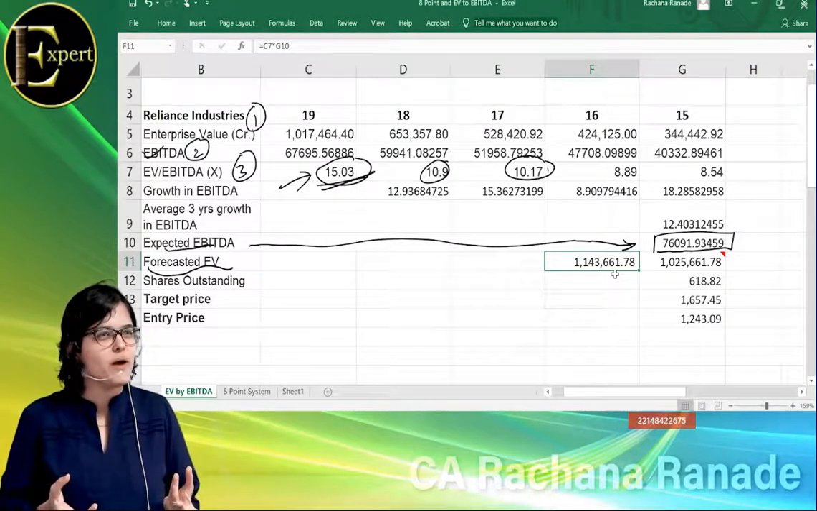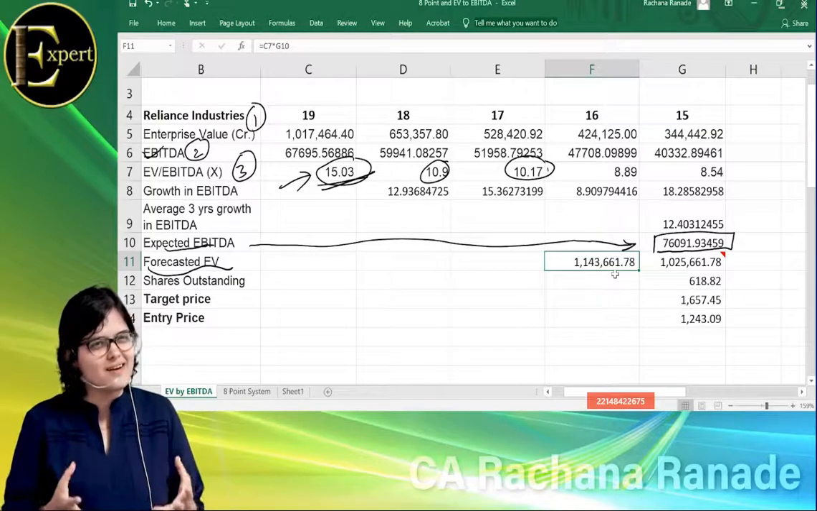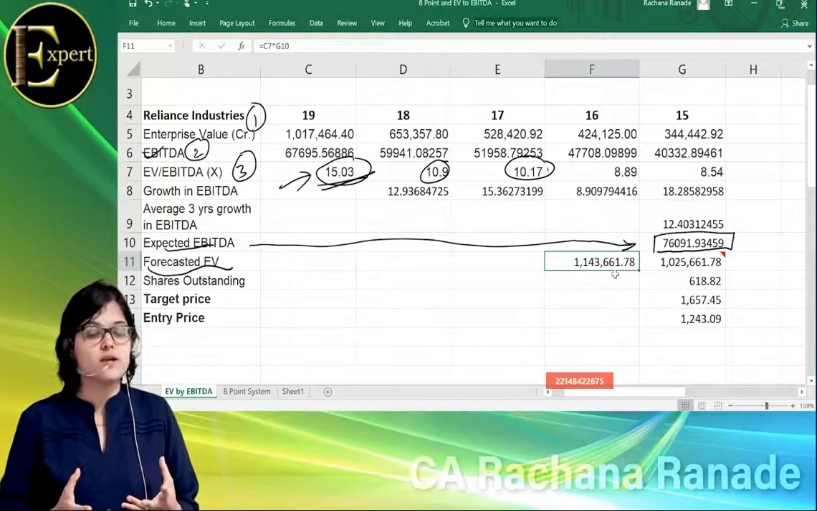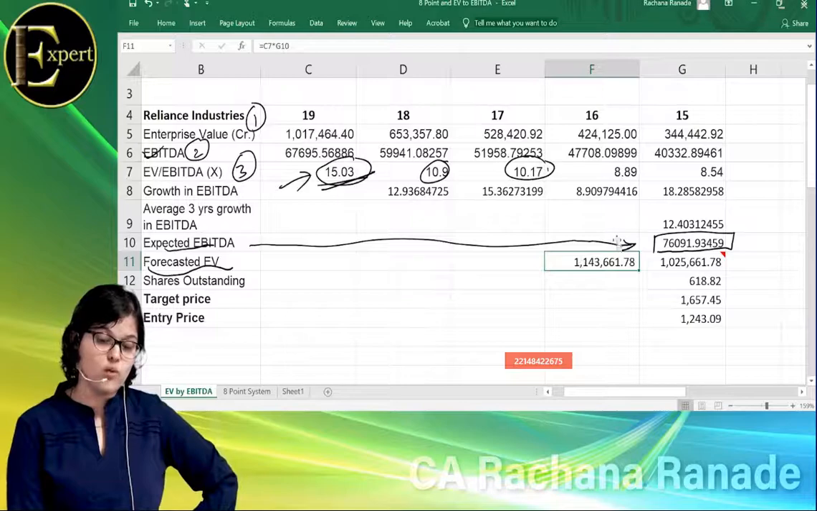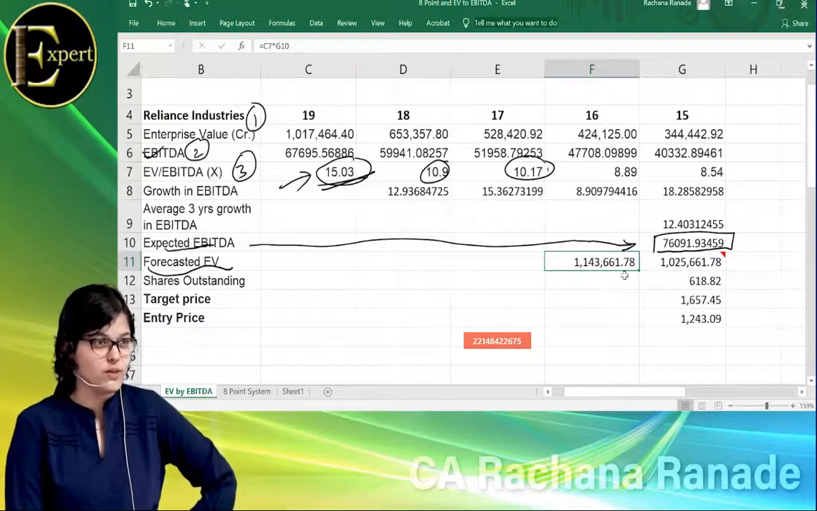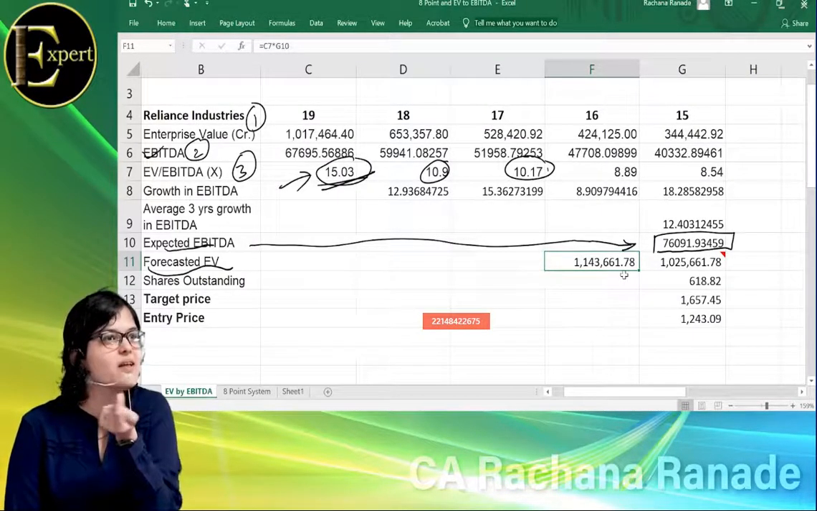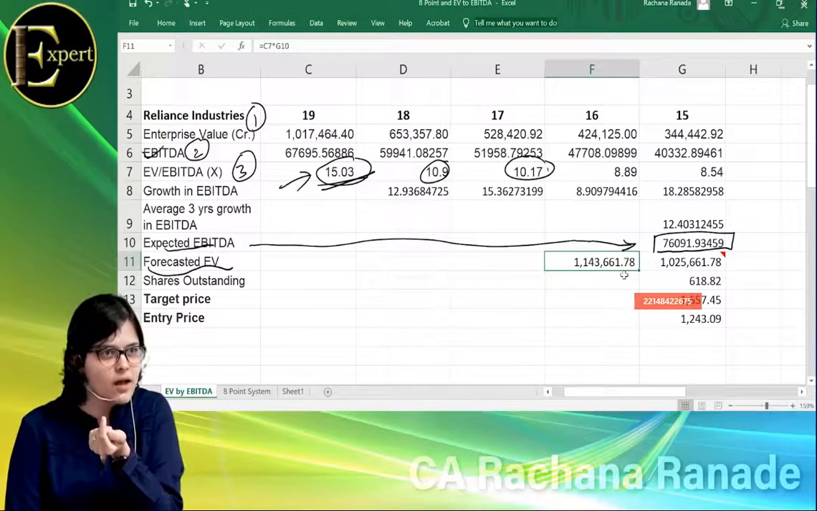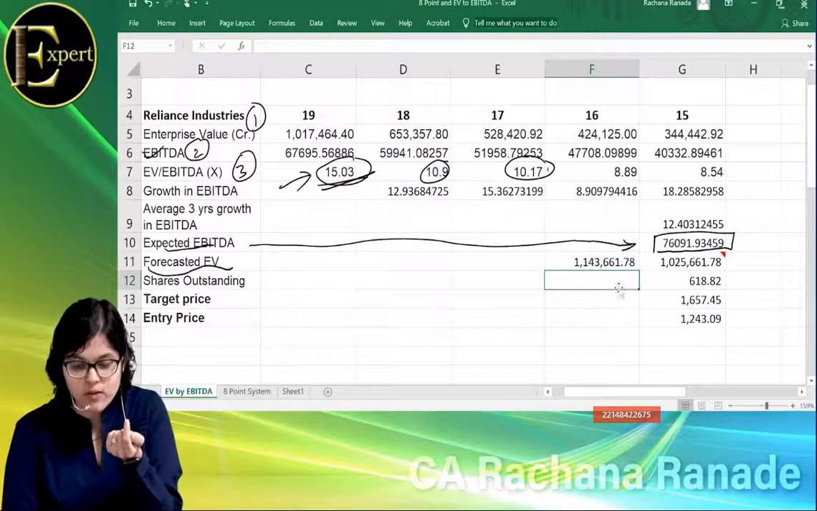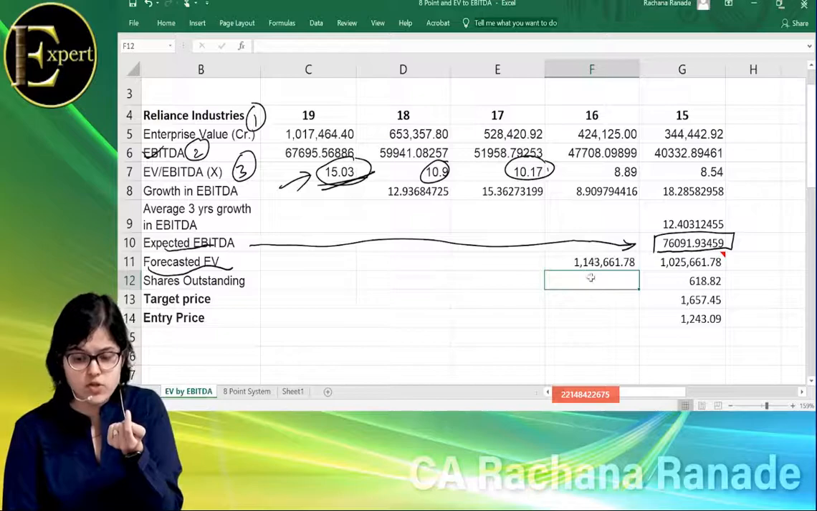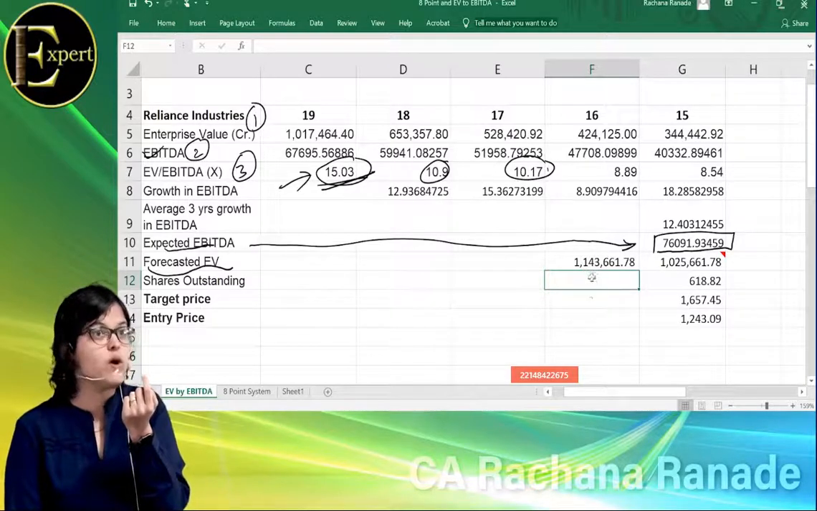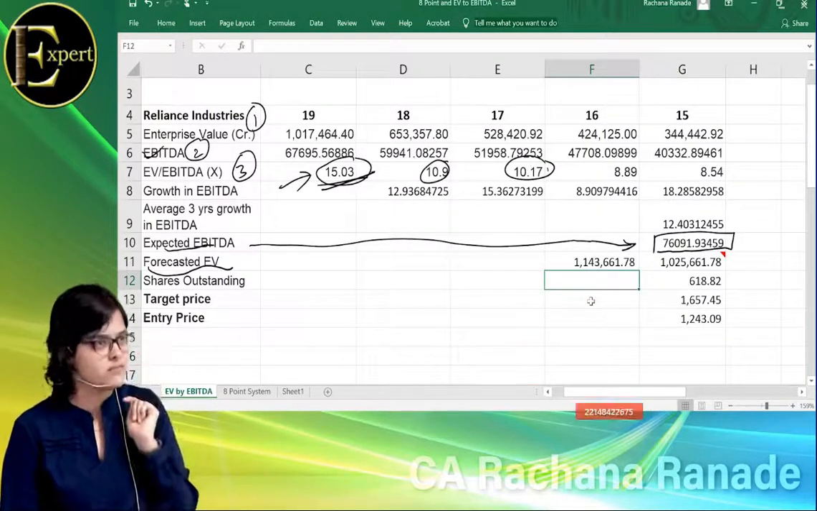How much are you going to buy? 1 share, 2 shares, 10 shares, 100 shares. So you are interested that okay, Reliance's whole value is this. But I'm not really bothered with this. I want the value per share. Correct? So what are you interested to check now? If this is the total value of Reliance, what is the value per share?